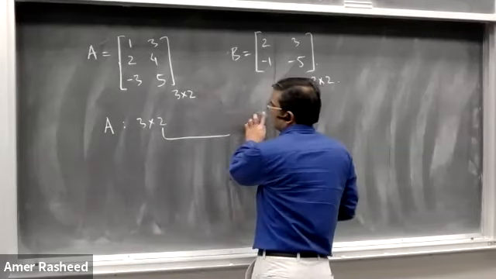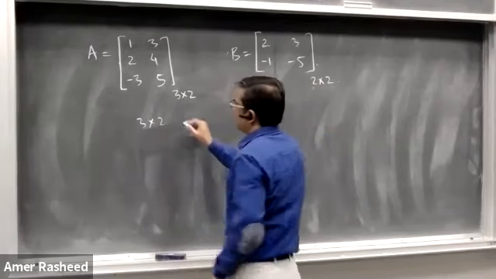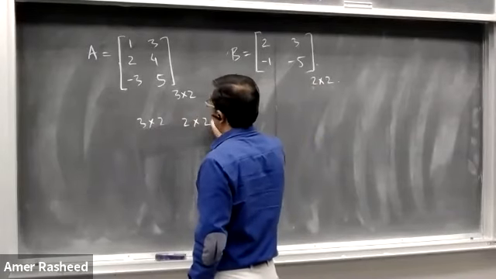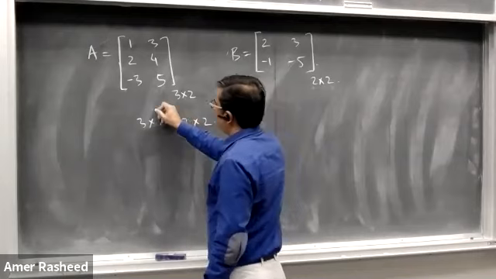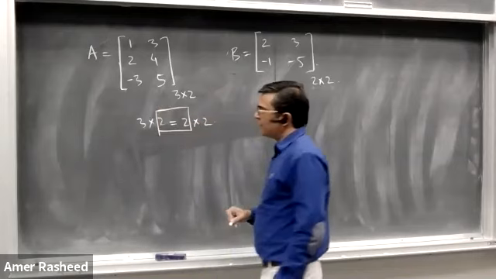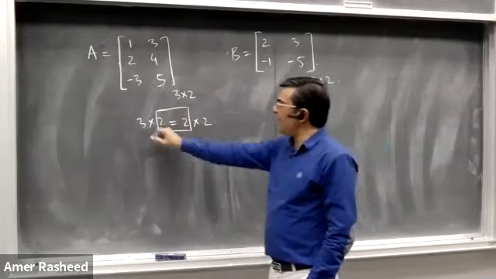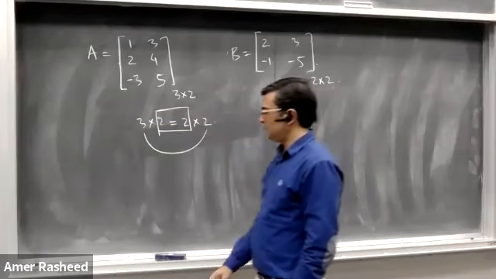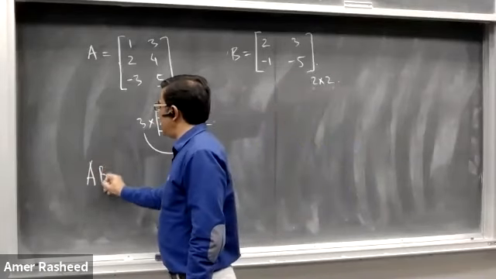You can write the order here like this to check. So order of B is 2 cross 2, order of A is 3 cross 2, and these two things are equal. So the product is possible here, and the resulting matrix should be 3 cross 2. Now, how to multiply A and B?